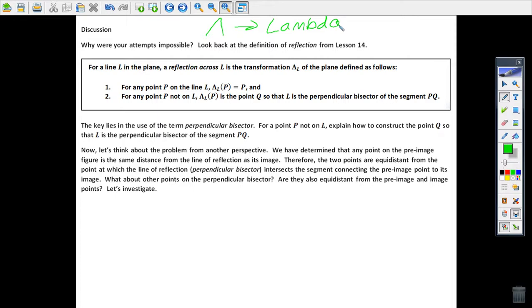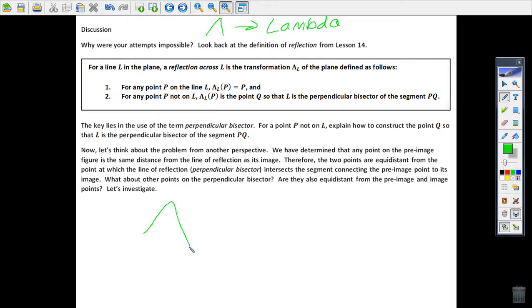Okay, so it didn't work because the definition of a reflection is something that is the same distance away from the line of reflection, as Rayan already mentioned. It's about the definition of it. So let's think about the problem from a different perspective. We determined that any point on the pre-image is the same distance from the line of reflection as its image. Therefore, the 2 points are equidistant from the point at which the line of reflection intersects the segment.